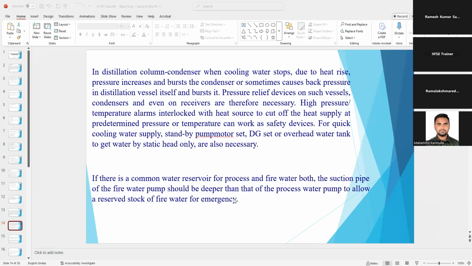So here the thing is, if you don't have separate water storage for the process and the fire water, we have to keep the fire water suction deeper than the process water, because fire water is very important. Even if the process water is not there, we can stop the process. In case of any emergency, if the water is not there, it will be difficult to handle.